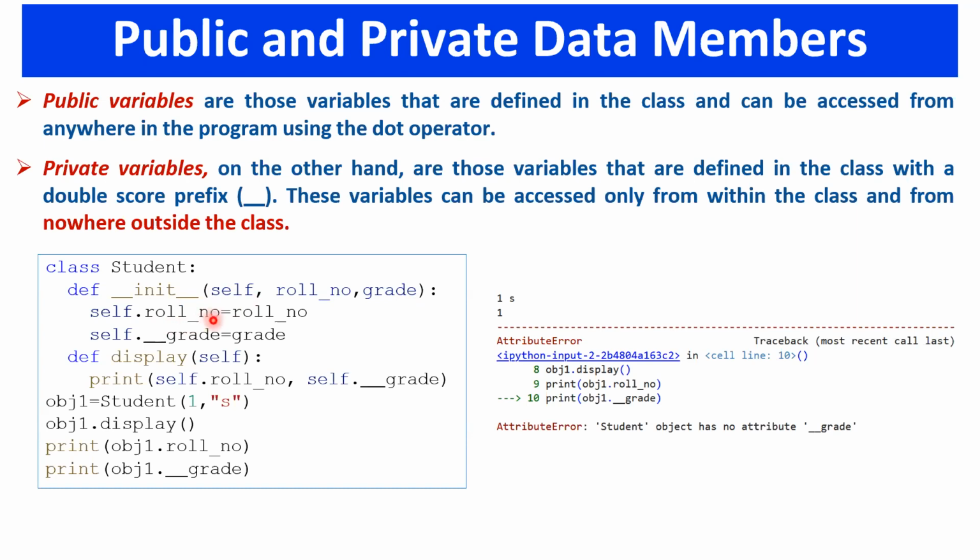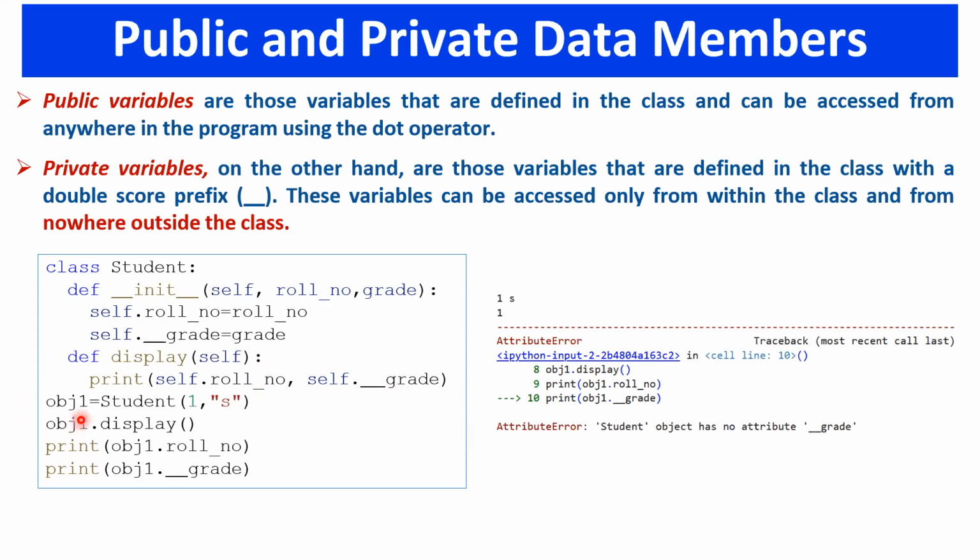Here, if you observe these two attributes, roll number is a public variable because we are not mentioning any single underscore or double underscore in the beginning of the attribute. On the other hand, grade is a private data member, which is indicated by writing a double underscore at the beginning of the attribute name. And we are writing a method display, which displays both the roll number as well as the grade. So roll number is a public data member and double underscore grade is a private data member.